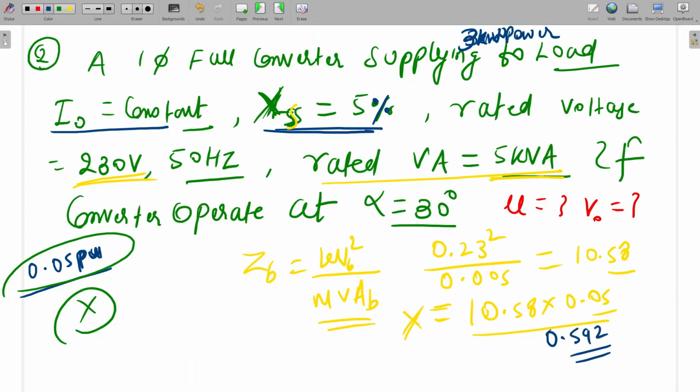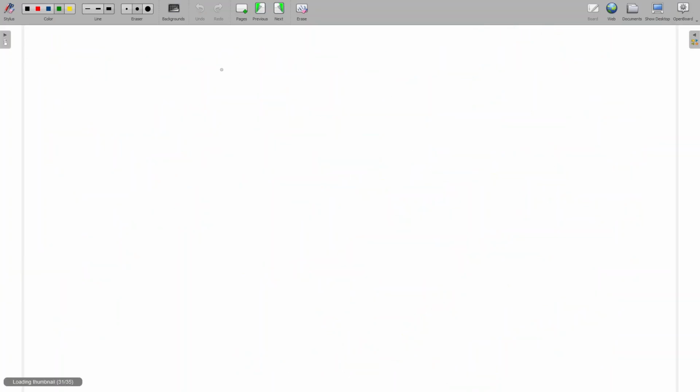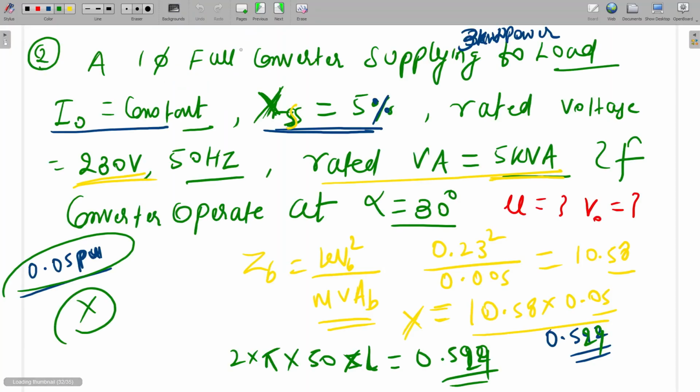0.529. What will be the inductance? So 2 pi into 50 into L should be equal to 0.529. How much will be this L value? See, 2 pi f L is equal to 0.529.